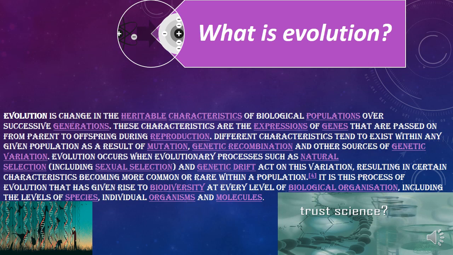These characteristics are the expressions of genes that are passed on from parent to offspring during reproduction. Different characteristics tend to exist within any given population as a result of mutation, genetic recombination, and other sources of genetic variation. Evolution occurs when evolutionary processes such as natural selection, including sexual selection, and genetic drift act on this variation, resulting in certain characteristics becoming more common or rare within a population.